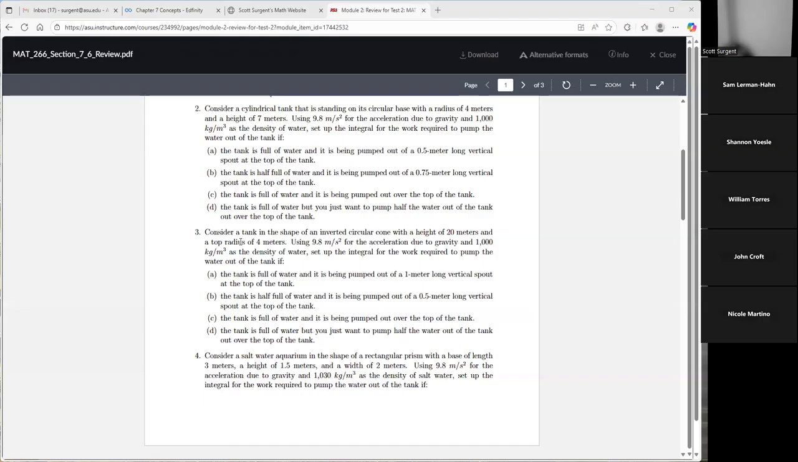So I'm sharing the screen. This is number 3 on the 7.6 review document. If this was the one you wanted me to look at, let me know. If not, let me know. Let me copy down the information. Consider a tank in the shape of an inverted circular cone of height of 20 meters. So I'm copying my information down as I read it. A top radius of 4 meters. Using 9.8 meters per second squared as the acceleration due to gravity.